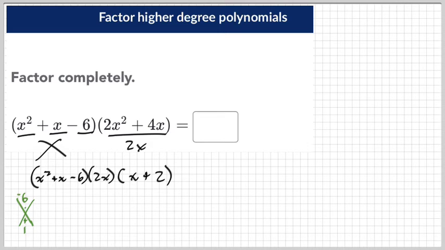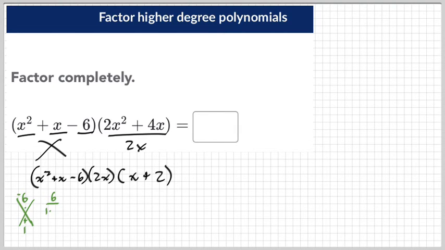Two numbers that multiply to give you negative 6, and then add to give you positive 1. So what are the two numbers that'll multiply to give you negative 6 and then add to give you positive 1? Now, if you are kind of lost with this, hopefully you do something like this.